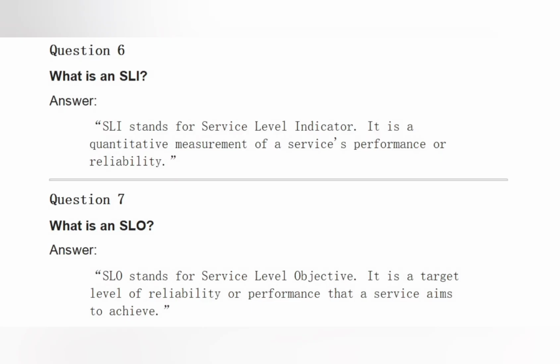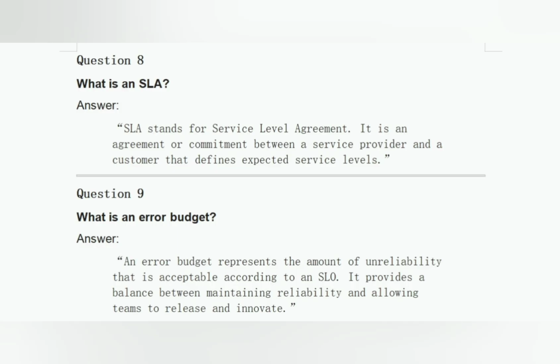Next is question number 6. What is an SLI? SLI stands for Service Level Indicator. It is a quantitative measurement of a service's performance or reliability. Next is what is an SLO? SLO stands for Service Level Objective. It is a target level of reliability or performance that a service aims to achieve. Next is what is an SLA? SLA stands for Service Level Agreement. It is an agreement or commitment between a service provider and a customer that defines the expected service levels.